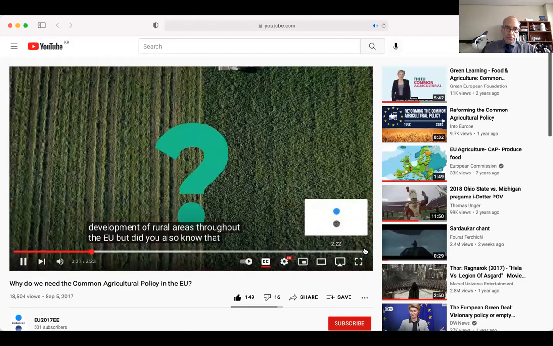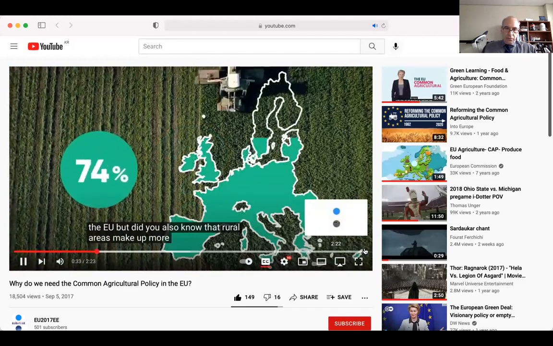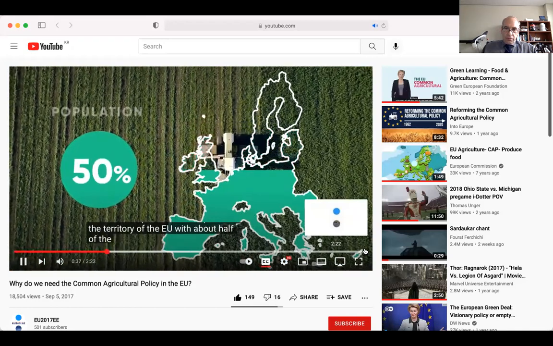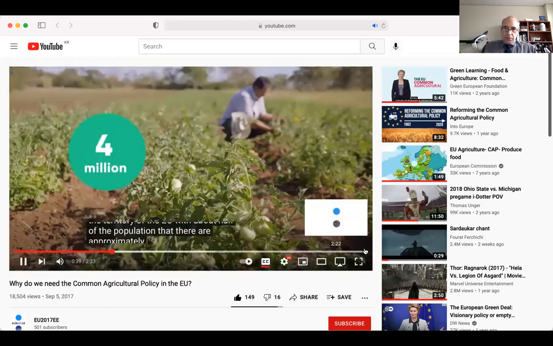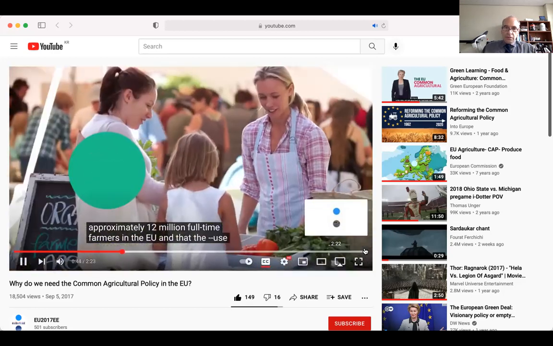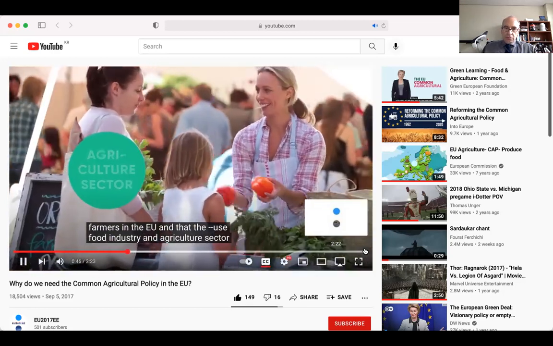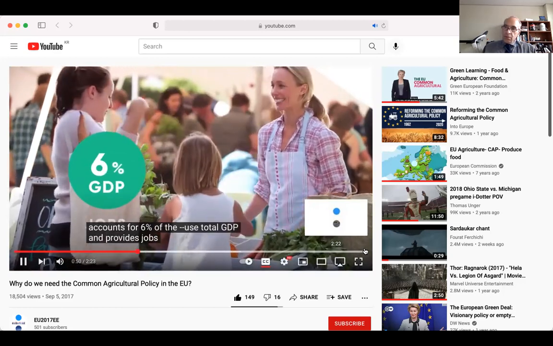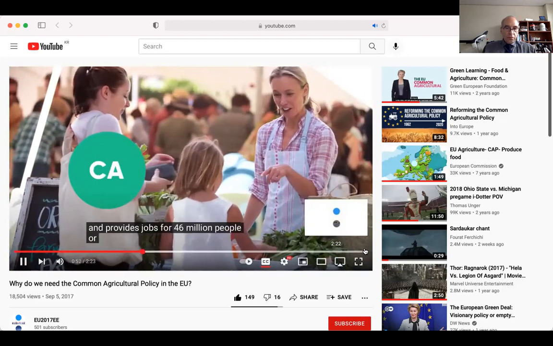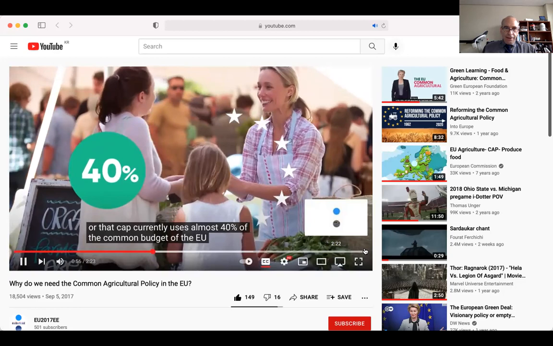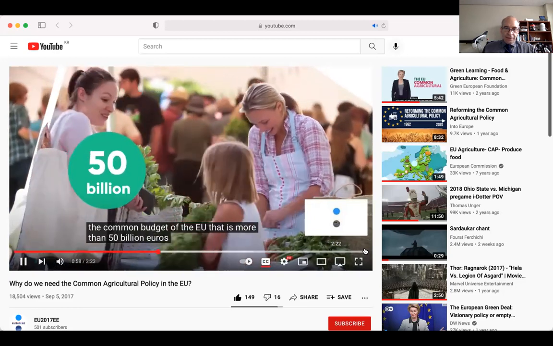But did you also know that rural areas make up more than 77% of the territory of the EU, with about half of the population? That there are approximately 12 million full-time farmers in the EU, and that the EU's food industry and agriculture sector accounts for 6% of the EU's total GDP and provides jobs for 46 million people, or that CAP currently uses almost 40% of the common budget of the EU, that is more than 50 billion euros per year.